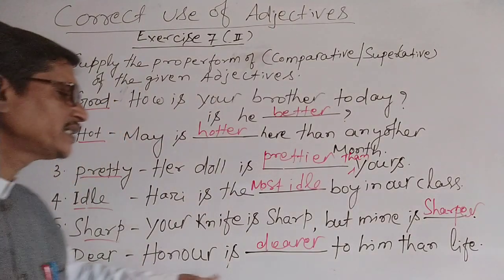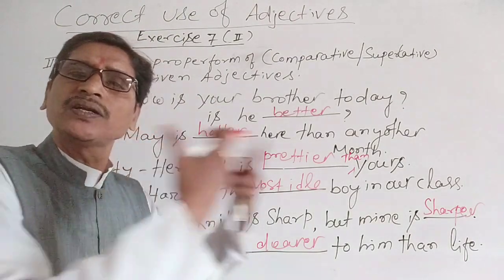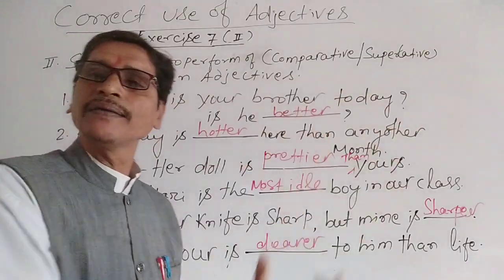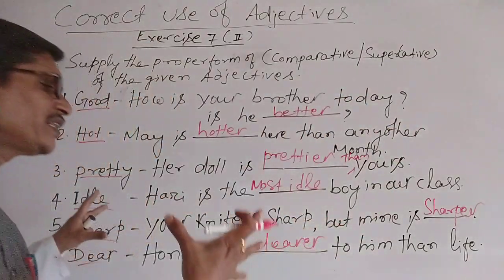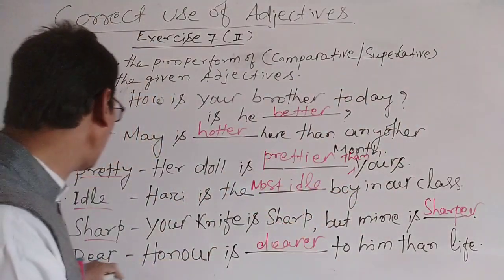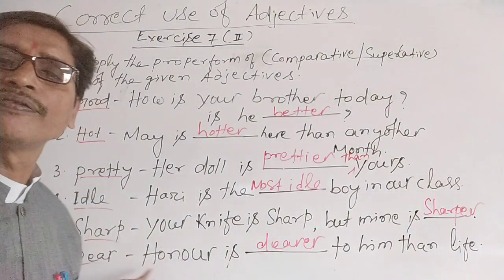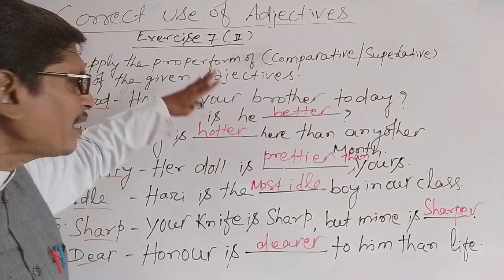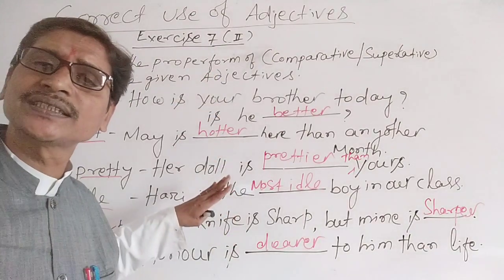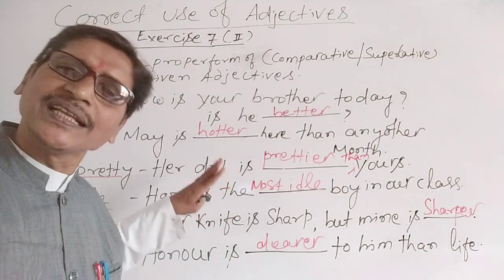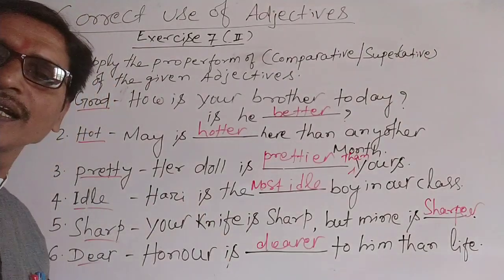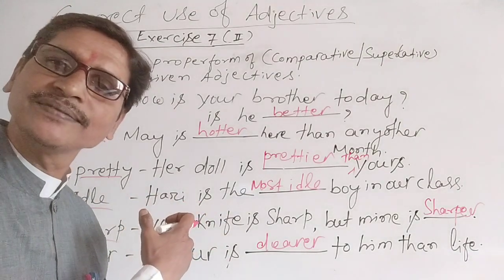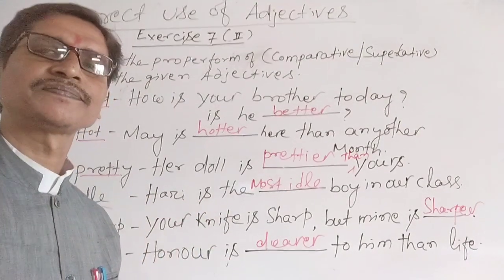Honor is dearer to him, dearer to him than life. So we are comparing life and honor, and we have used the comparative degree of dear here. Understood? There are several other such sentences in exercise 7 too. Let's write and discuss clearly. You understood this? Clear? Okay, very good.